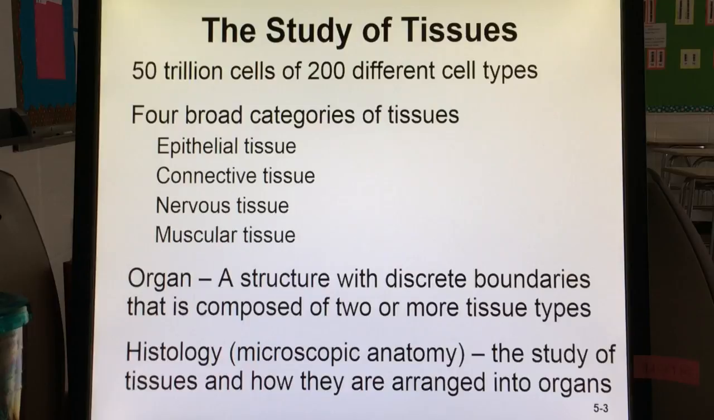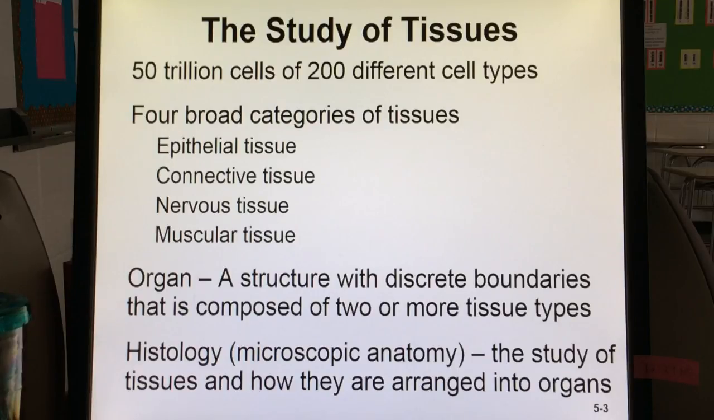Tissues, cells that are grouped together that have the same function, are classified as a tissue. So 50 trillion cells of 200 different cell types, and they are grouped into four big categories: epithelial tissue, connective, nervous, and muscular. So cells that are grouped together performing a similar function is called a tissue, and then tissues that are combined together doing a similar function is an organ.